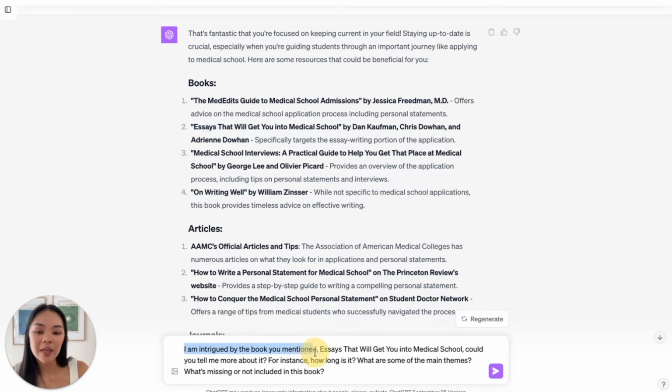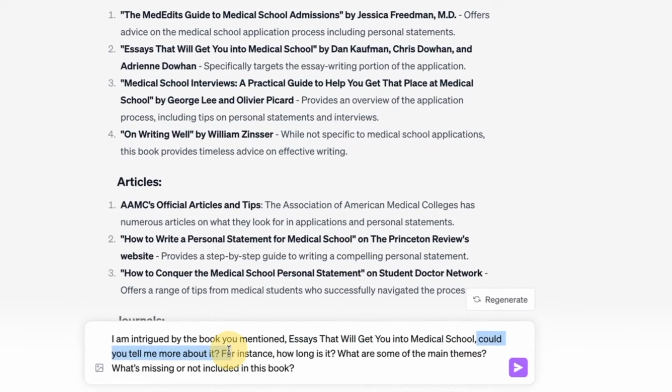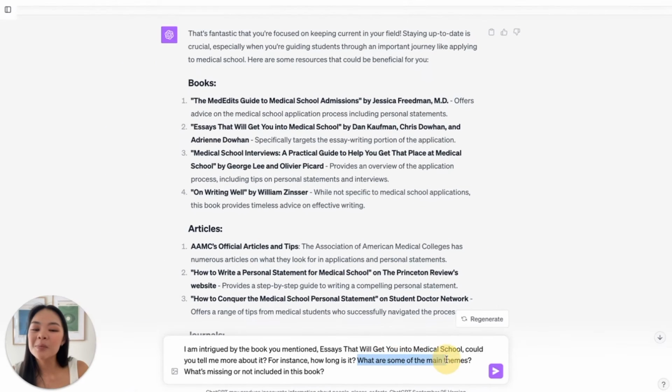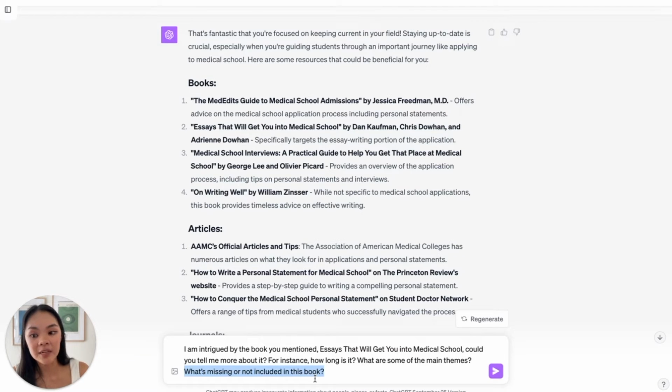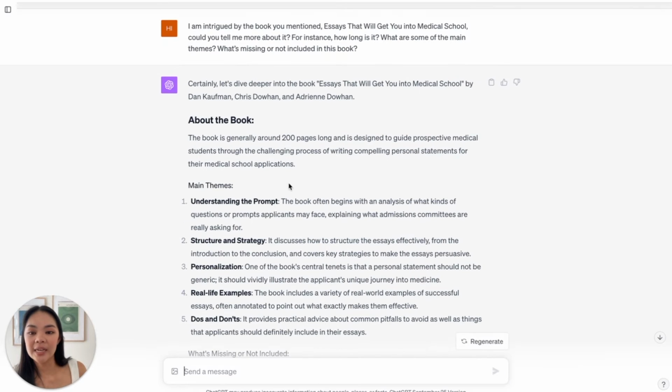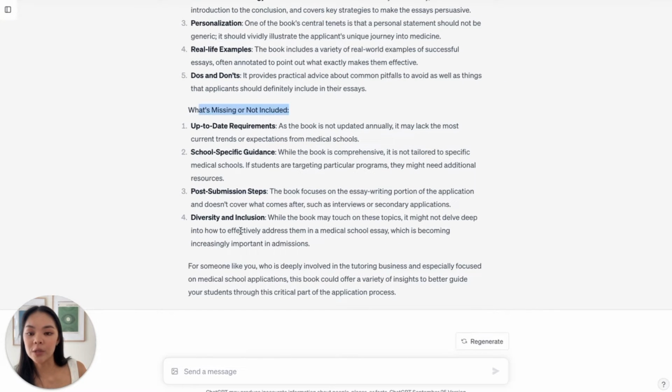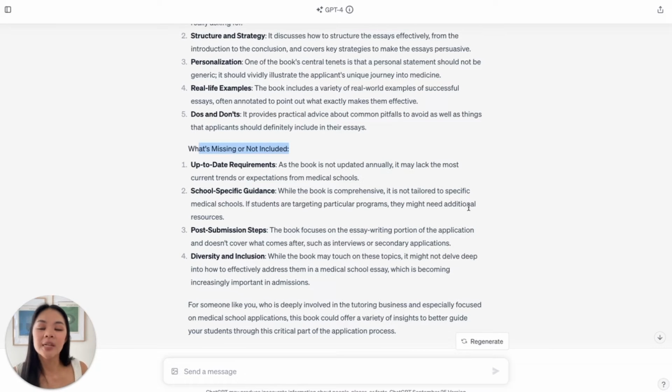So I've written, I'm intrigued by the book you mentioned, essays that will get you into medical school. Can you please tell me more about it? For instance, how long is it? I don't want to spend forever reading something. What are some of the main themes? What's missing or not included in the book? I think that's a really interesting question to ask so that you know what might not actually be covered in it, so that you are aware if it's worth investing your time. So as you can see here, it's broken my question down into the main themes, what's missing or not included, and that's super helpful to help me decide whether or not this is a book I want to continue with.